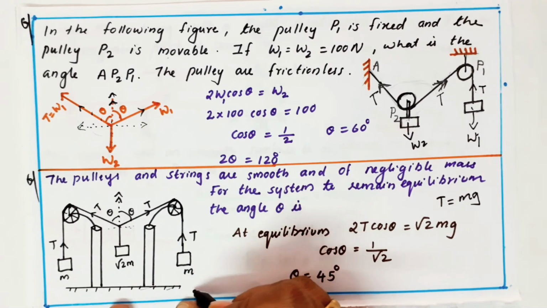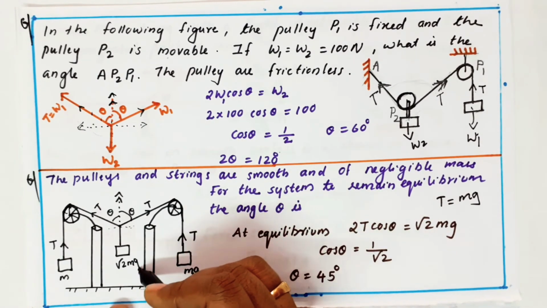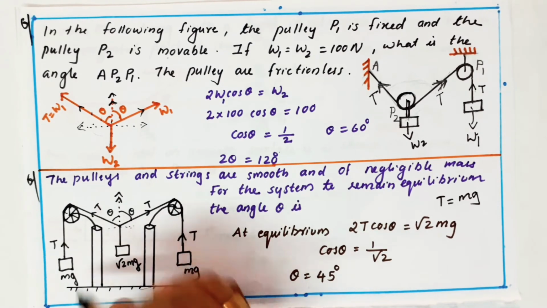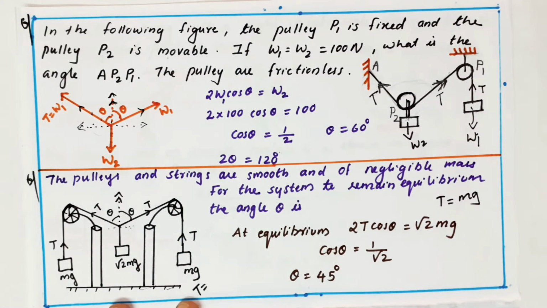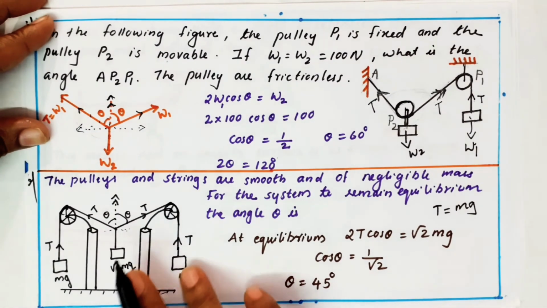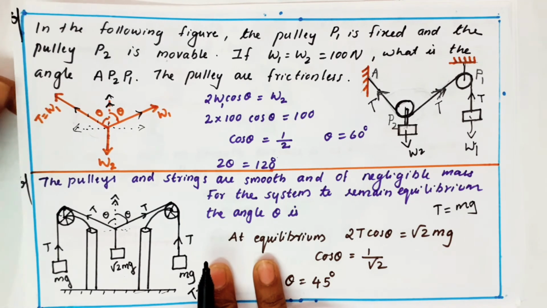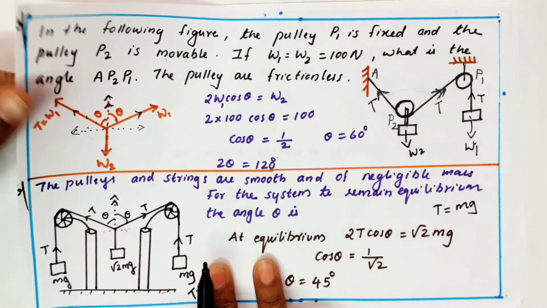From this only we are writing T is nothing but weight of the body. What is weight of the body? Mg. So here it will be mg, root 2 mg, mg. I hope you understood this. This was similar type of question, but little extension. Here also we are applying the same condition, only same string, same wire, same tension we are doing and resolving tension into components.